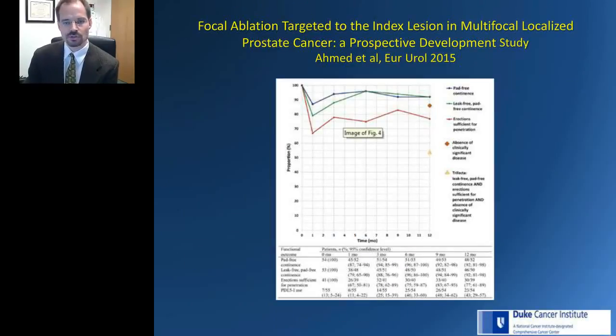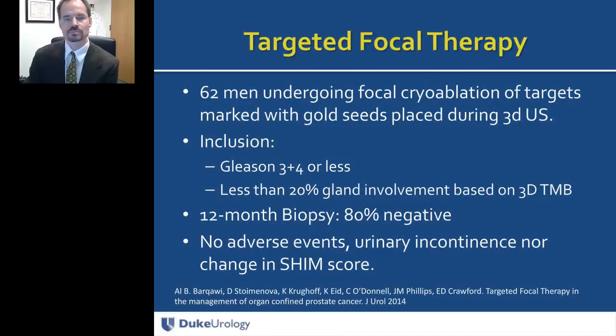This is a study from the University College of London group using HIFU to treat prostate cancer in a focal manner. Very similar results. The pad-free continence rate, 92%. The potency rate, 77% overall. This is a recent report on targeted focal therapy by David Crawford. He placed gold seed targets into the prostate and then targeted those. He found that at 1 year, 80% of the biopsies were negative, and he reported no adverse events, no incontinence, nor change in their sexual function scores.